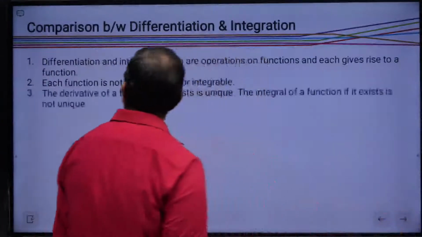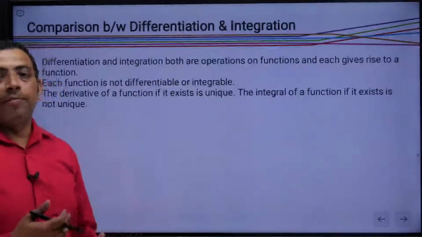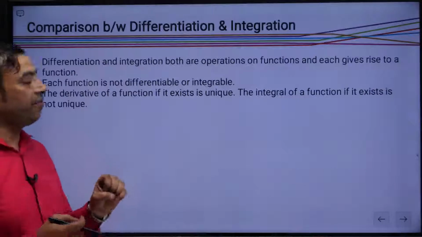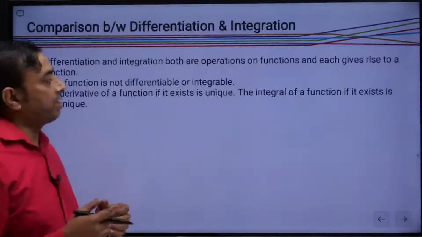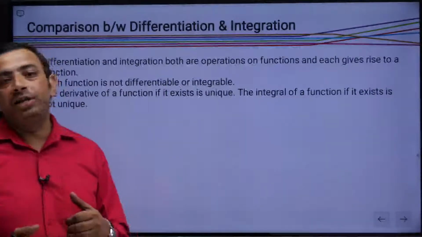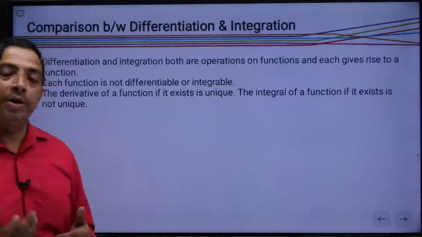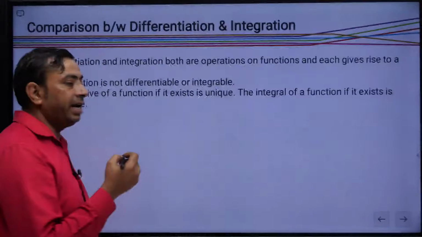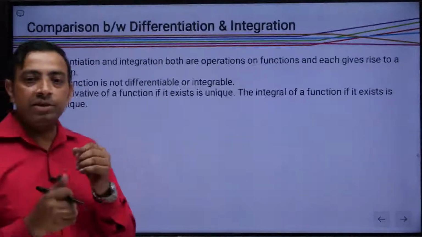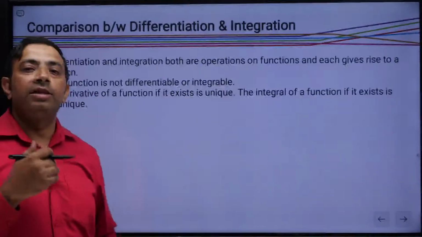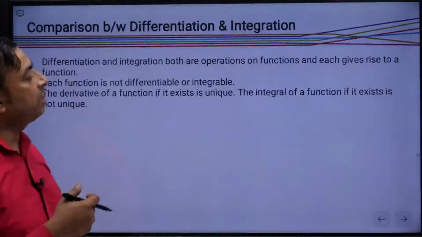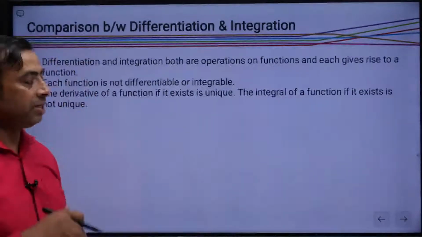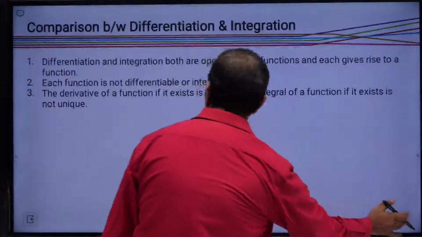Another difference between integration and differentiation is that the derivative of a function, if it exists, is unique, but the integration of a function, if it exists, may or may not be unique because of the plus c, the constant that we are adding to the function. That constant makes the integration of a function not unique, but the differentiation of a function is always unique.